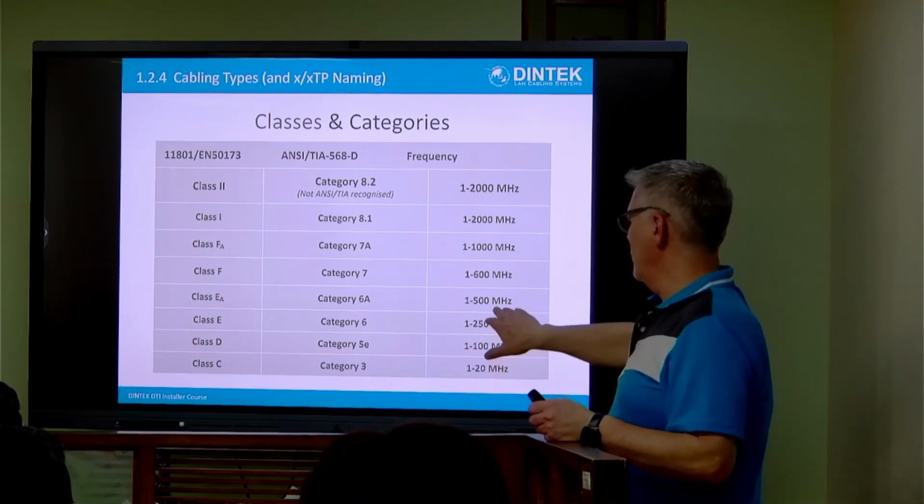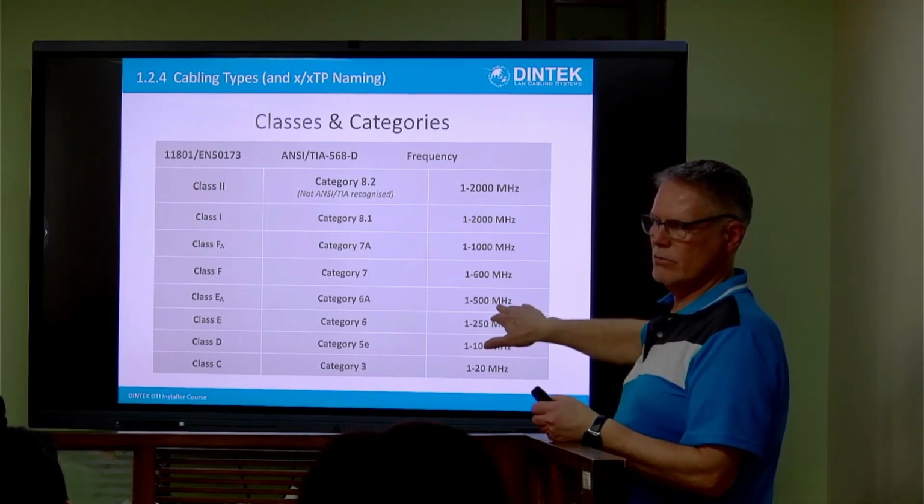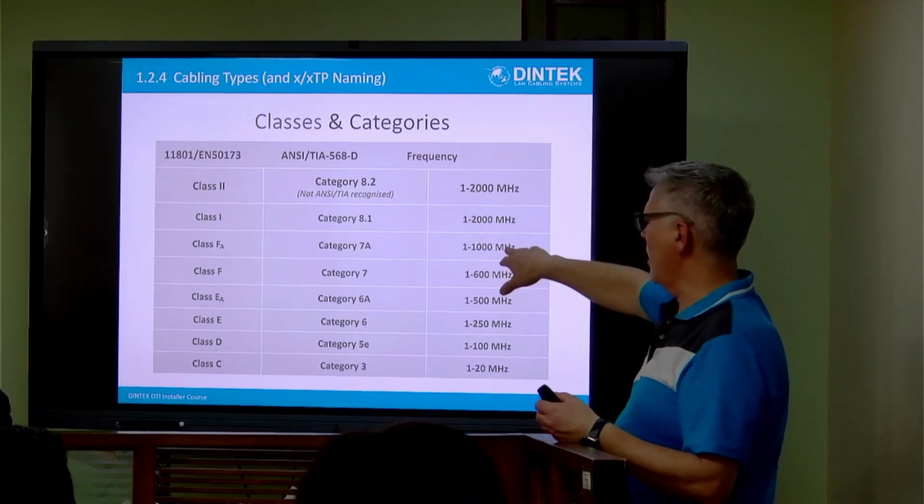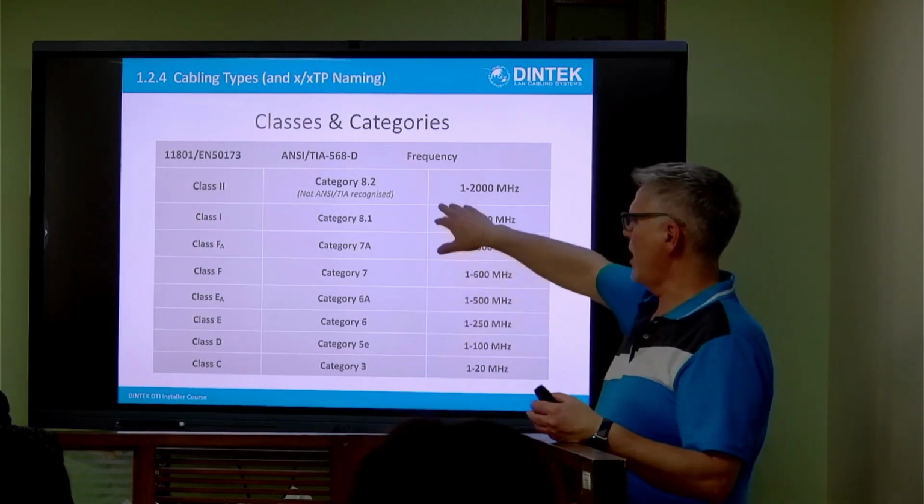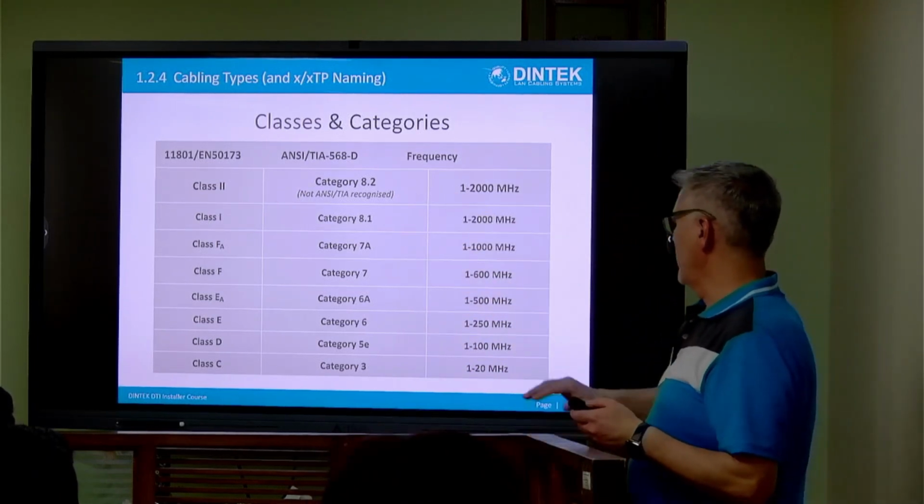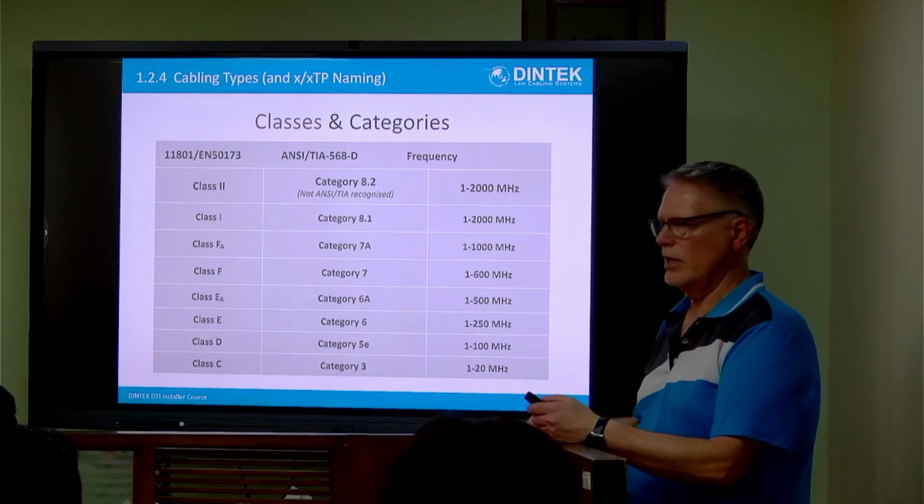Cat 6A is rated to carry up to 500 megahertz, which equates to 10 gigabits. Cat 7 is 1000 megahertz, Cat 8.1 is 2000 megahertz, or 8.2, which is a different type of connector. And then come down to Cat 5e, which is 100 megahertz.